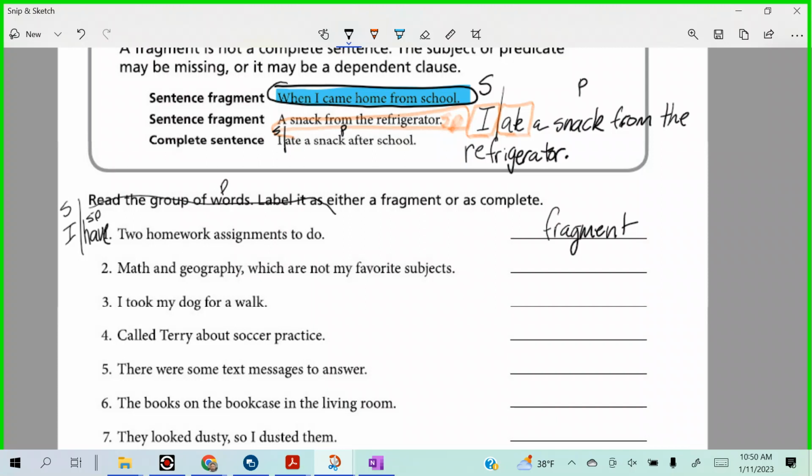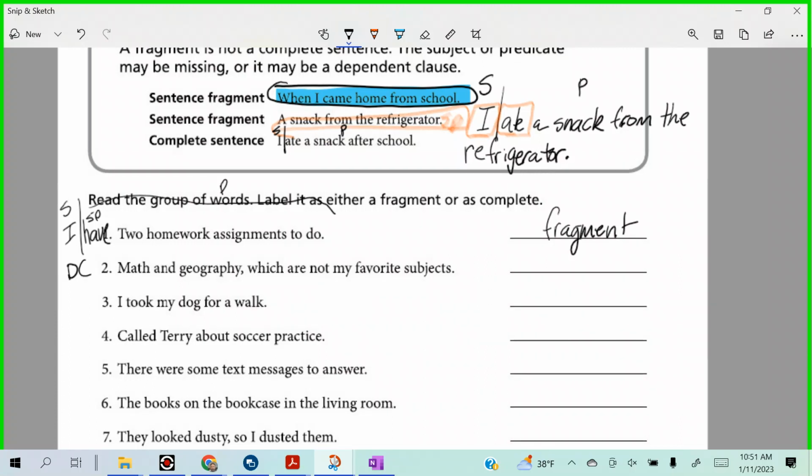Math and geography, which are not my favorite subjects. If I came into a room and addressed you guys like this, math and geography, which are not my favorite subjects. Yeah, you guys are all shrugging, right? That is a dependent clause. It's dependent. So now on the side of this one, I want you to put DC.